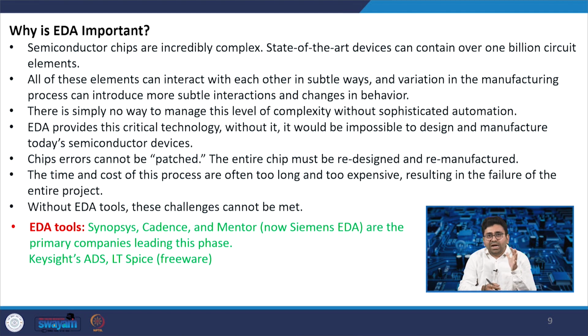State of the art devices can contain over 1 billion circuit elements, and it is very difficult without EDA tools. All of these elements can interact with each other in subtle ways, and variation in the manufacturing process can introduce more subtle interactions and change its behavior. There is simply no way to manage this level of complexity without sophisticated automation.